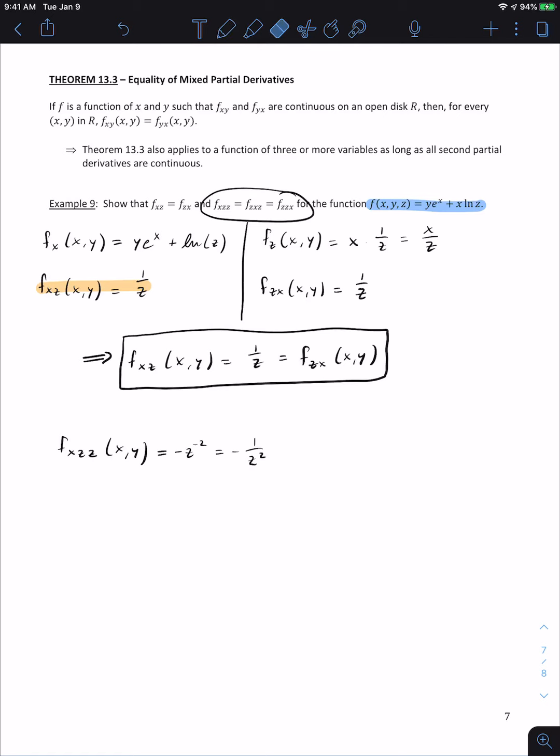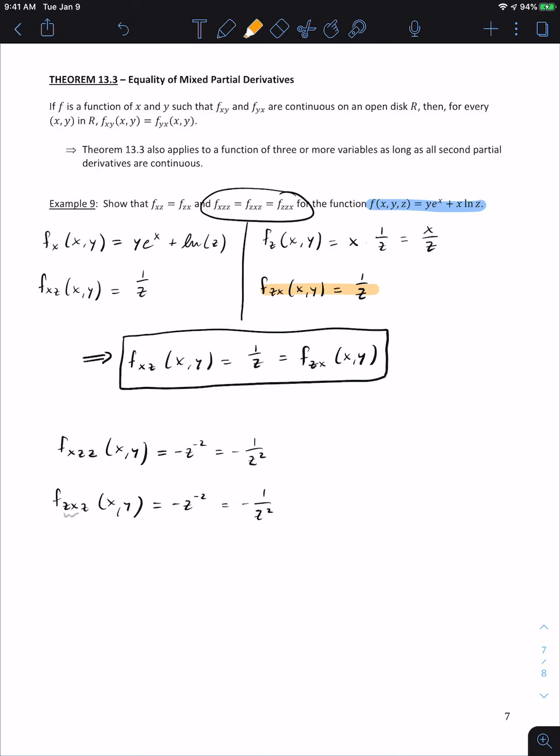Now let's look at f sub zxz. So if I wanted to look at f sub zxz, what I would do is I look at f sub zx, which is this guy right here, which is 1 over z, and now I take the derivative of it with respect to the last variable z, and that would again be negative z to the negative 2, or negative 1 over z squared. So we're looking in good shape. Those two are equal to each other.